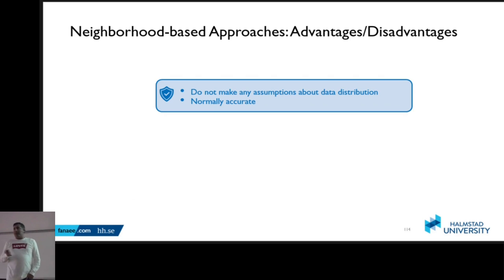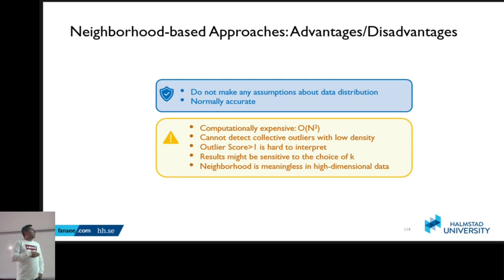So these are the advantages now. These neighborhood-based methods do not make any assumption about the data distribution, so they are non-parametric approaches, and they are normally accurate for low-dimensional data, but this comes with costs. The computations are expensive, with quadratic time complexity. They cannot detect collective outliers with low density, and for outliers with a score greater than 1, it's hard to interpret whether this is an anomaly or not. The results might also be sensitive to the choice of k, which is the number of neighbors. And neighborhood is meaningless in high dimensional data.